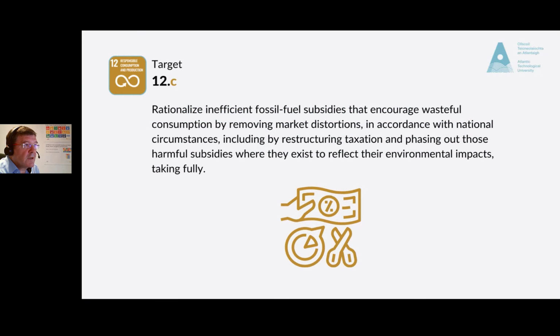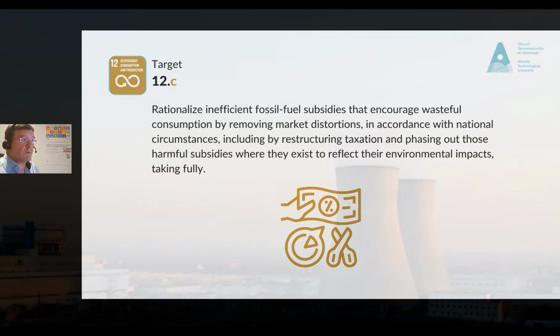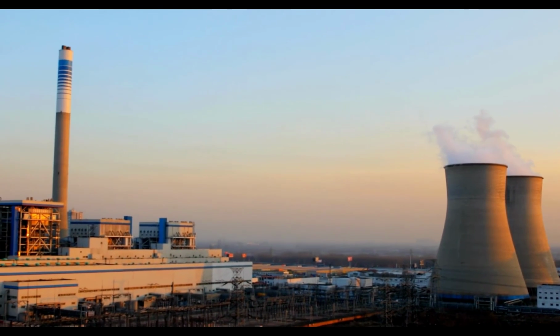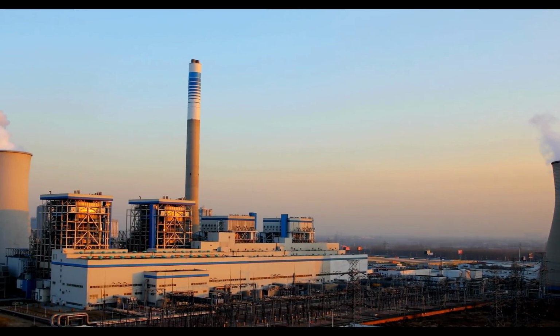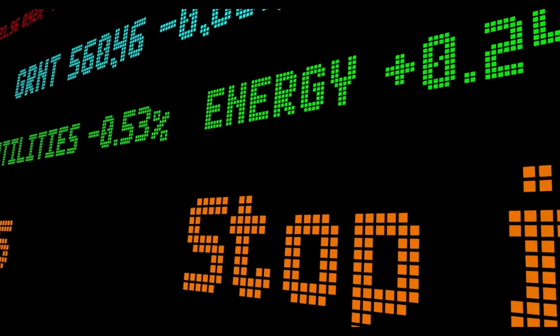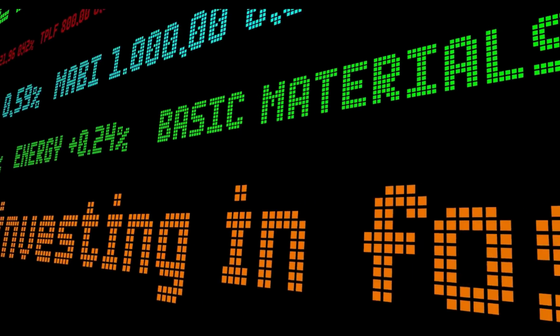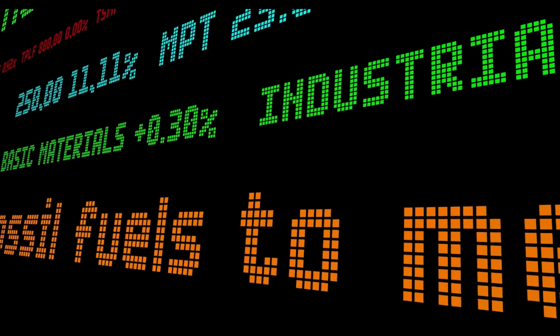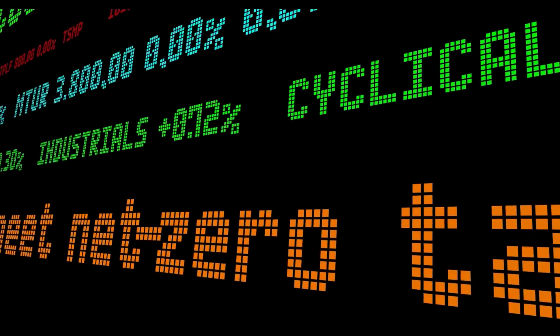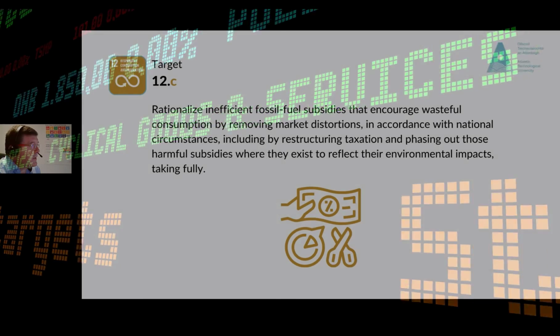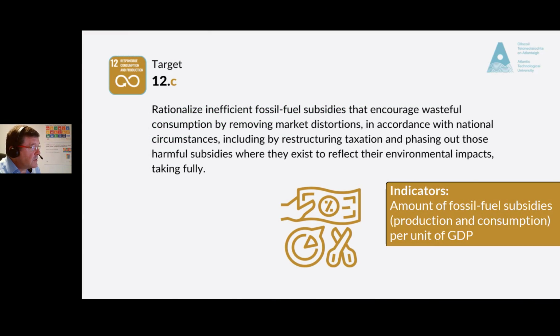Target 12C: Rationalise inefficient fossil fuel subsidies that encourage wasteful consumption by removing market distortions in accordance with national circumstances, including by restructuring taxation and phasing out those harmful subsidies where they exist to reflect their environmental impacts. Not so much in Ireland, but globally there are still quite significant challenges in relation to this. The indicator for this would be basically the amount of fossil fuel subsidies based on production and consumption per unit of GDP. So this is quite an easy one to monitor, but clearly any kind of subsidy on fossil fuel is going to cause issues in relation to the financial viability of renewable energy.